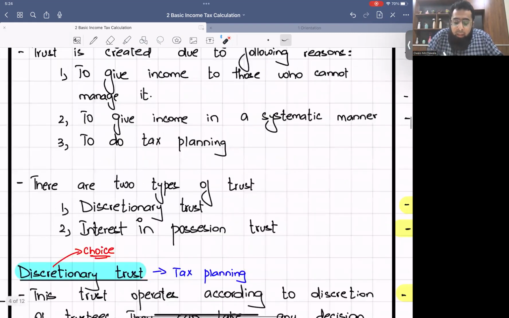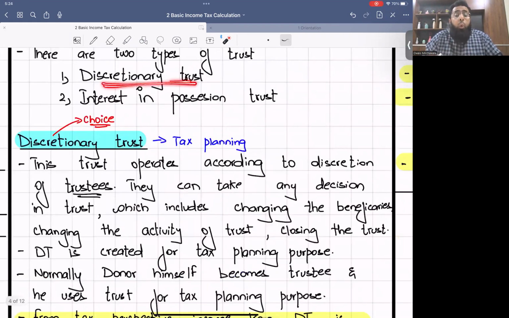Then we discussed that there are two types of trust. One is discretionary trust, which operates according to the discretion, the choice of trustees. In discretionary trust, the donor himself becomes the trustee and he uses the trust in order to do the tax planning. What the donor will do is that he will give his entire business to the trust and he himself will become the trustee.